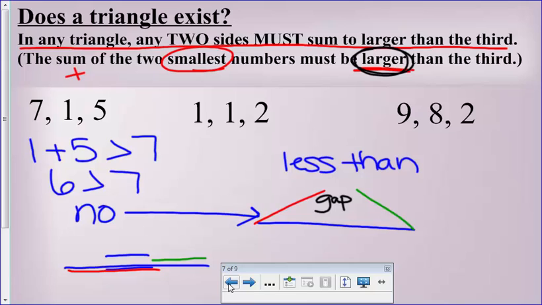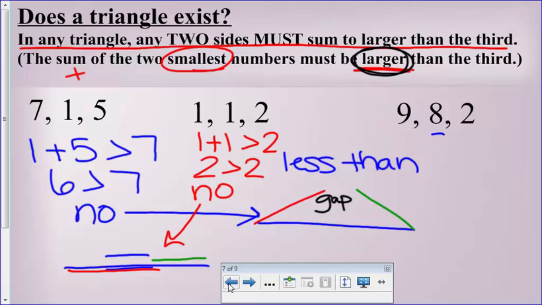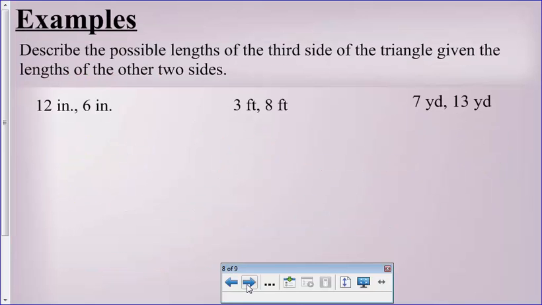Second one: 1 plus 1, the two smallest, greater than the third, 2. Is 2 greater than 2? No. So this is the one where it would form a straight line. And lastly, the third: 8 plus 2 greater than 9. 10 is greater than 9. Yes, so this does form a triangle. So that's our second topic.